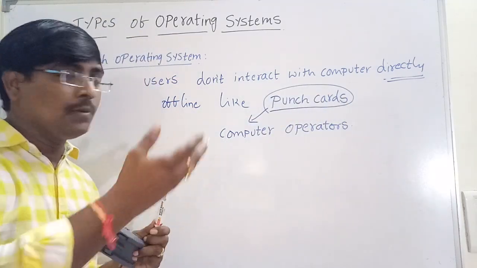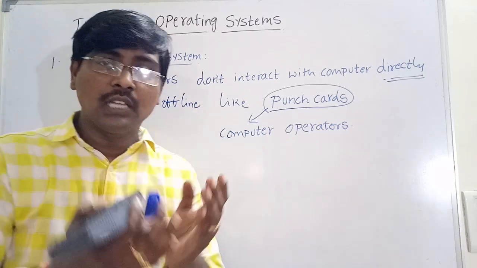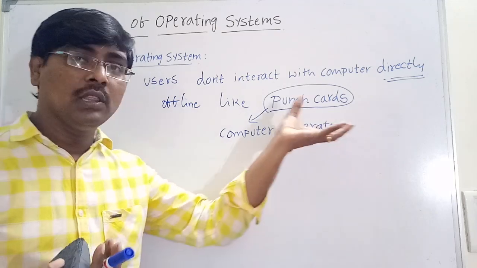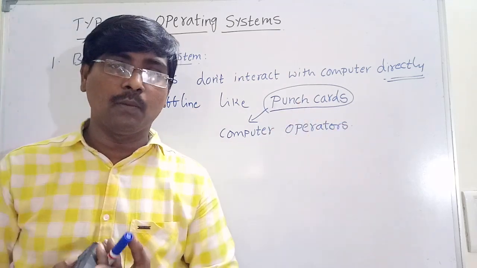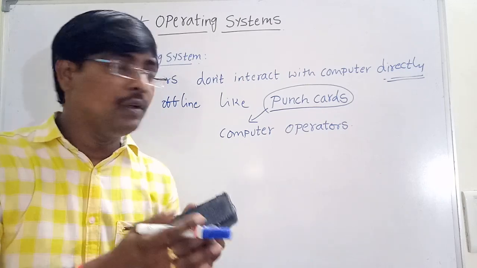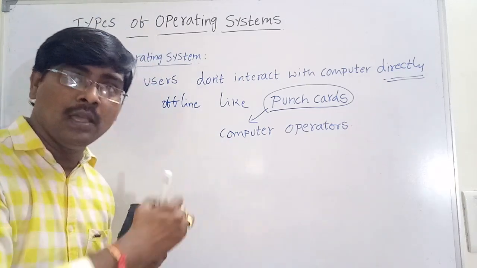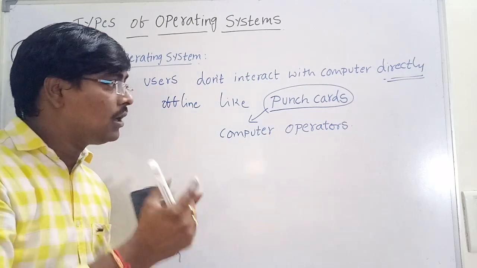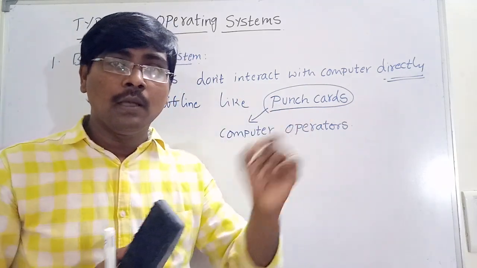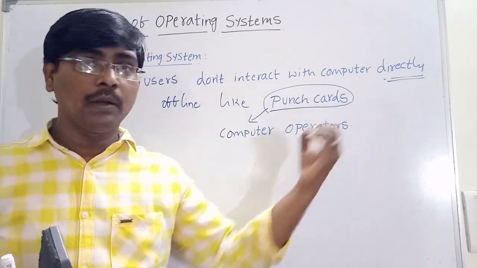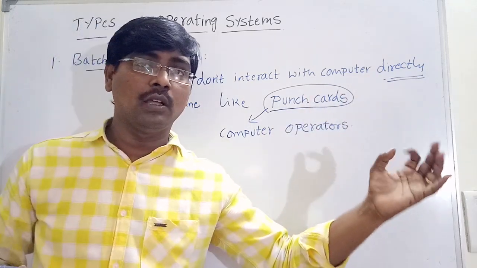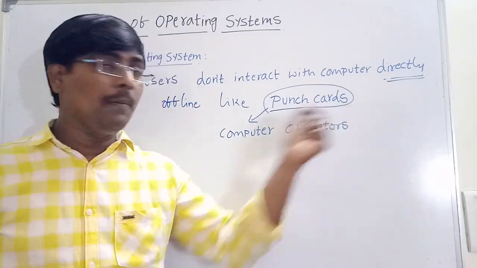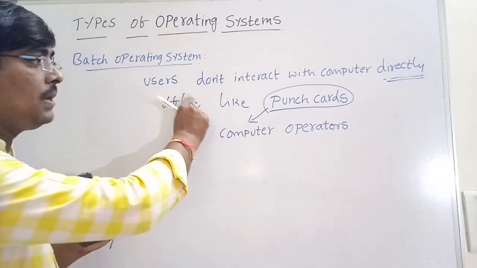A simple example: suppose you are going to a bank for a transaction. You have to withdraw or deposit some amount, so you fill in an application form, that is a withdrawal form. That form is given to the bank employee. You do not go directly to the computer and perform the withdrawal or deposit operation yourself. The operation is performed by the particular bank employee. That is the batch operating system.